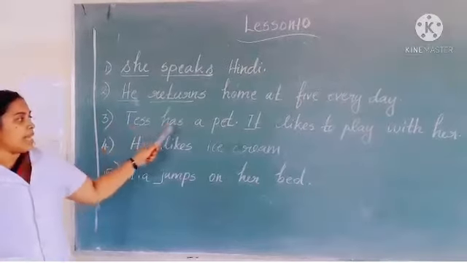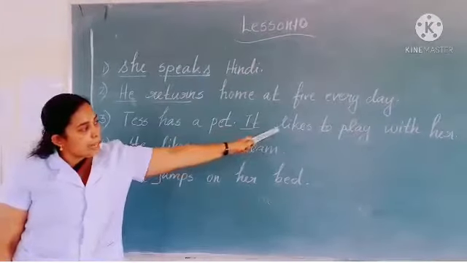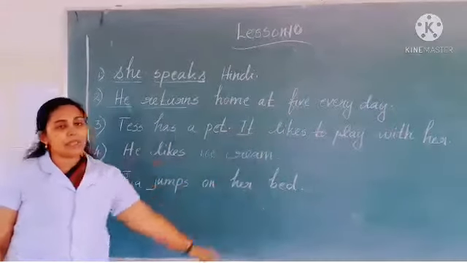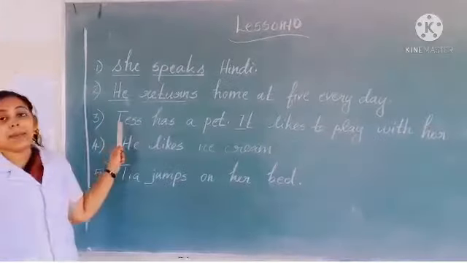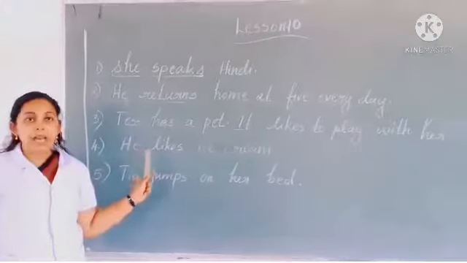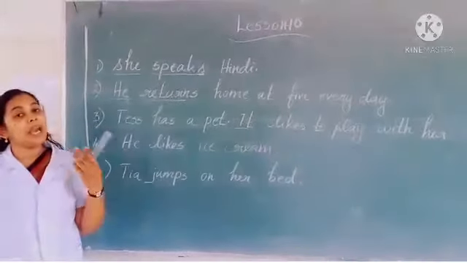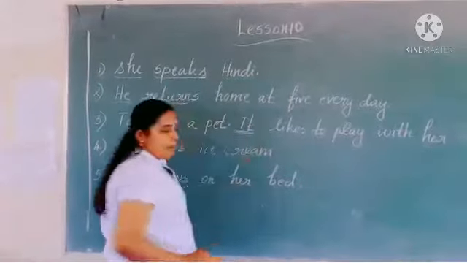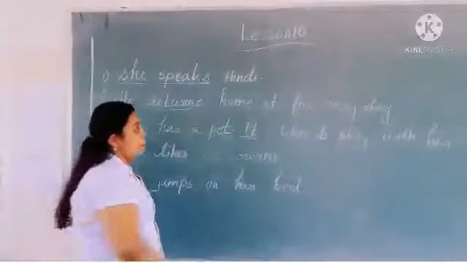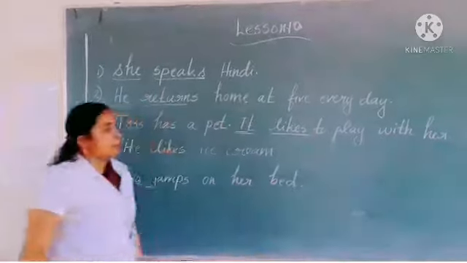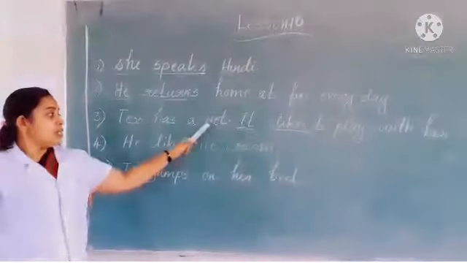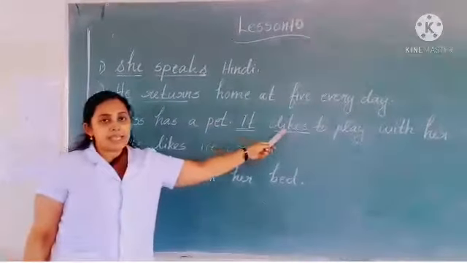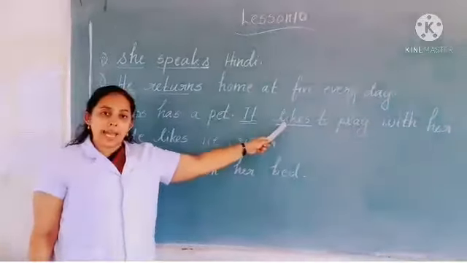Third one: Tess has a pet, it likes to play with her. Here Tess has a pet, an animal. So if the noun is an animal, we can use the pronoun it. So here the noun is it, only one. So we add s to the word like. So it likes to play with her. So children, here the noun is pet, only one. So that's why we add s to the verb. So we will get the word likes.